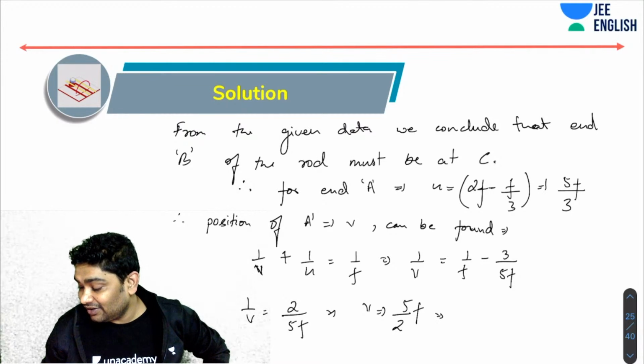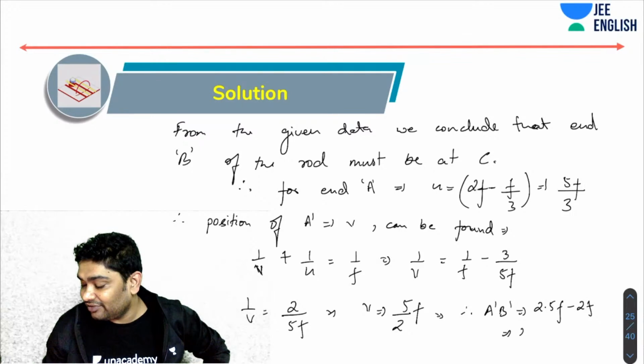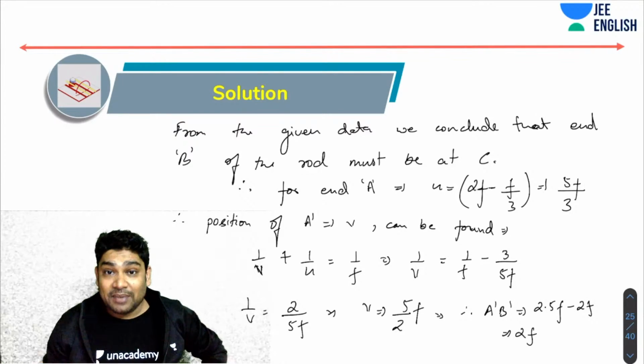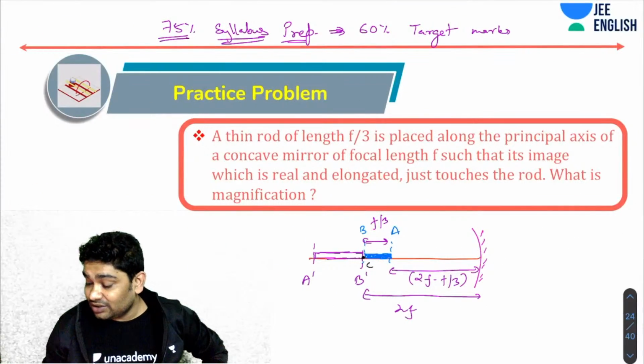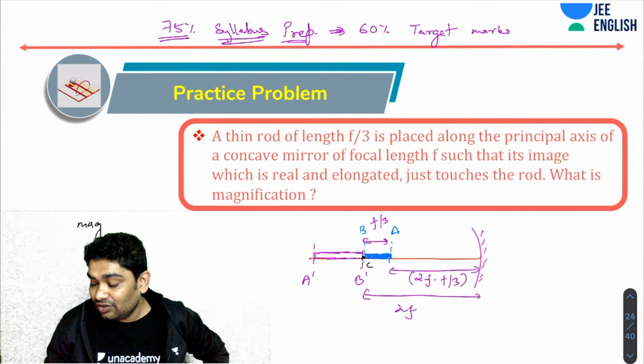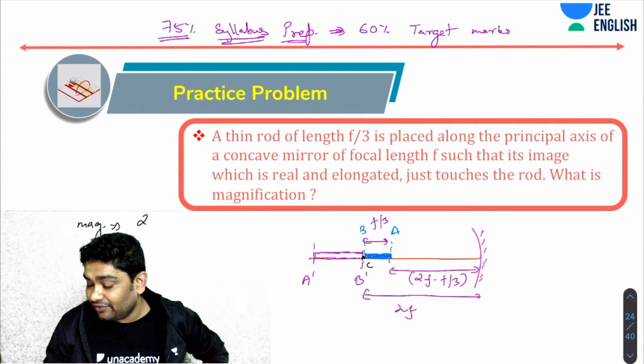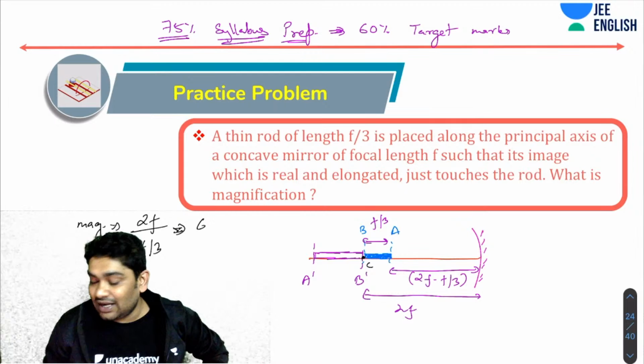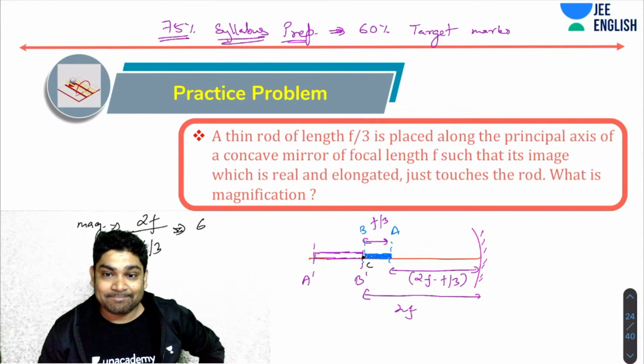Therefore, length A dash B dash equals 2.5f minus 2f, so that is 2f. Okay, so what is the magnification? So this was f by 3, this is 2f. Therefore, magnification would be 2f over f by 3, so 6. So image has a magnification of 6.